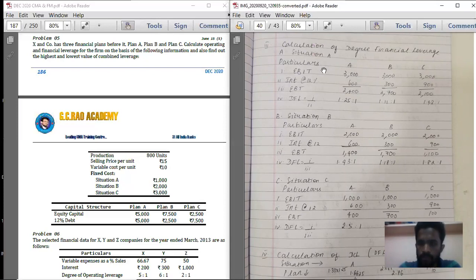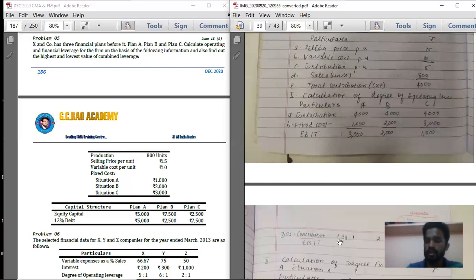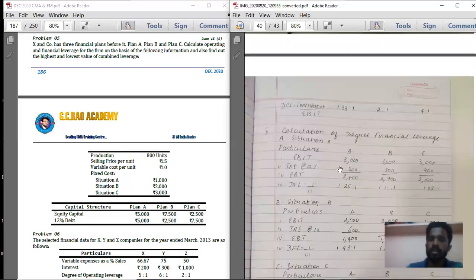So particulars, plan A, plan B, and plan C. Below that, small Roman number 1, EBIT. Under situation A, what is EBIT? 3000 rupees. So under 3 columns, put EBIT 3000, 3000, and 3000. Below that, small number 2, interest at the rate of 12%.